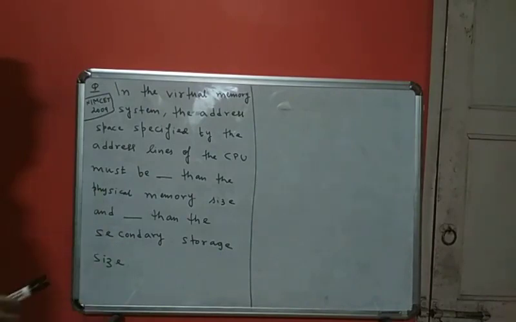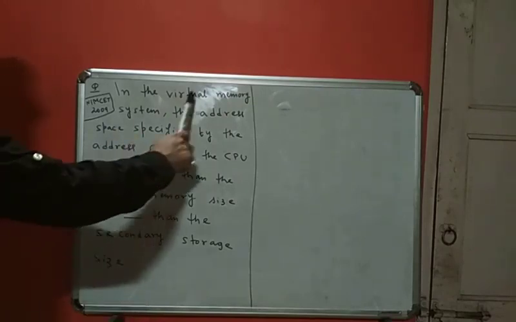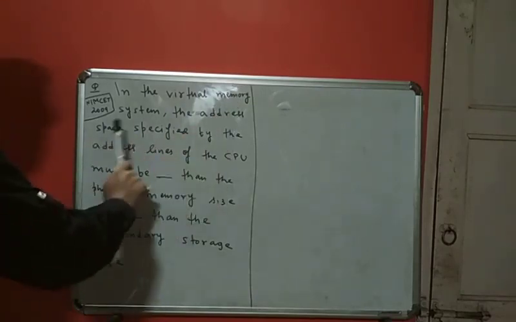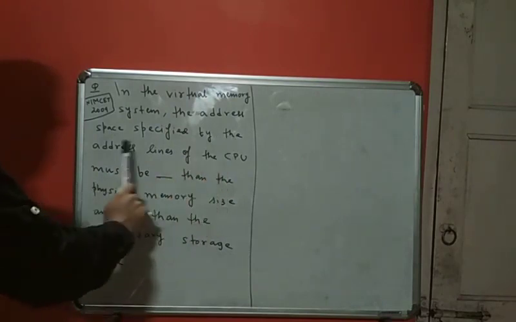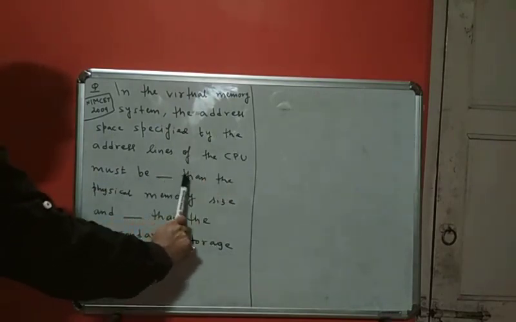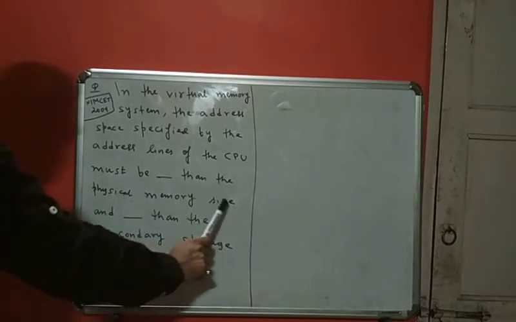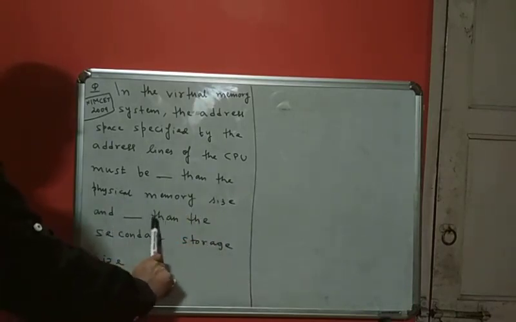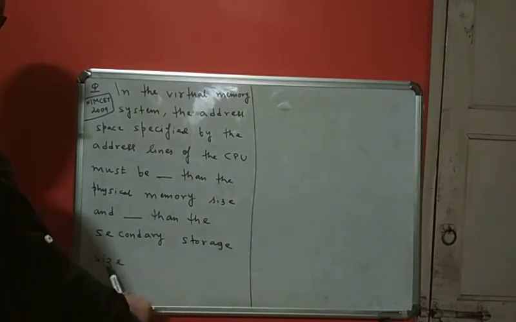So this question has been asked in NIMCET 2009. I'll read it out for you first. In the virtual memory system, the address space specified by the address lines of the CPU must be blank than the physical memory size and blank than the secondary storage size.